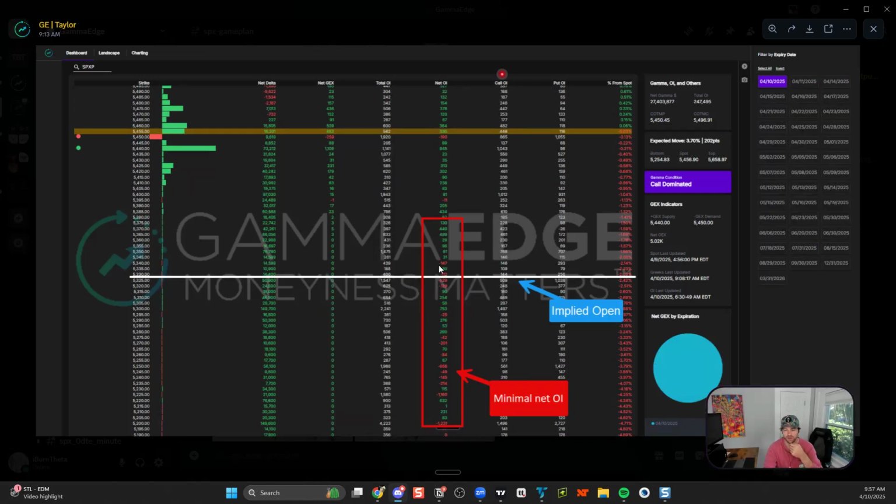Then the last thing we're looking at is the 0DTE complex. Again, gapping down about 100 points from where we settled yesterday. The thing to note here is really just minimal OI, open interest, that is. So again, price is free to move about. That's where intraday volume is going to be very critical in understanding chop versus trending price action, as that's going to dictate a lot of the price action today.